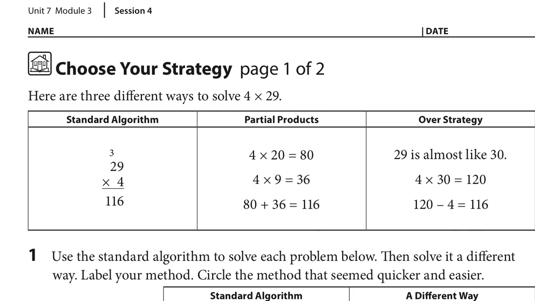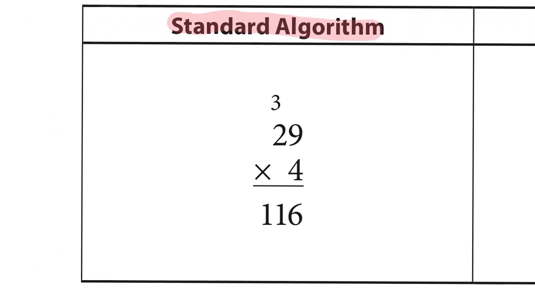Now, down below, we have 3 different ways to solve 4 times 29. You could use the standard algorithm. You could use partial products. You could use the over strategy. Let's dig in just a little bit, just so that we are familiar.